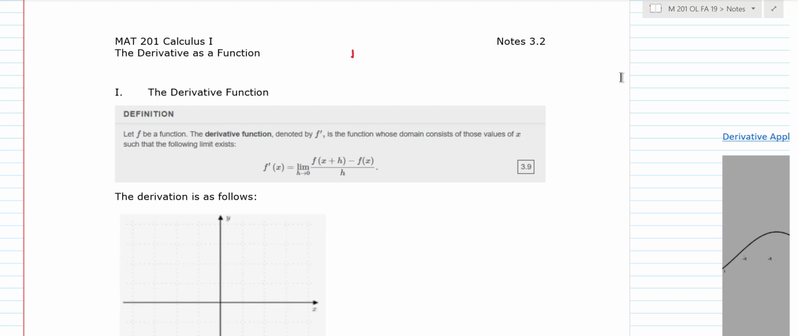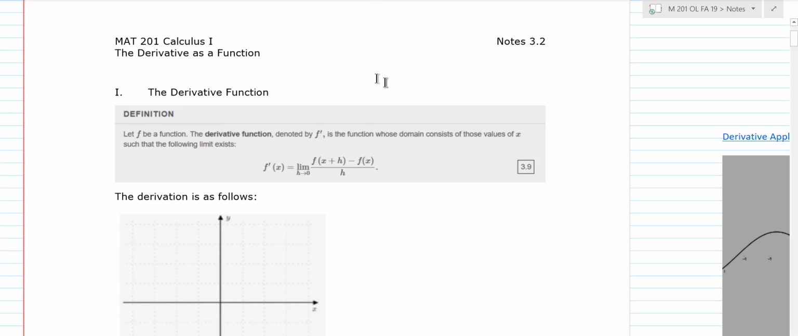Okay, so on 3.2, we're going to continue our talk a little bit about derivatives. And in the last section, we looked at what a derivative was. I'm going to review the derivation of a derivative. We're going to crunch out a few more derivatives, and then we're going to talk a lot about graphing derivatives and a little bit more about differentiability.